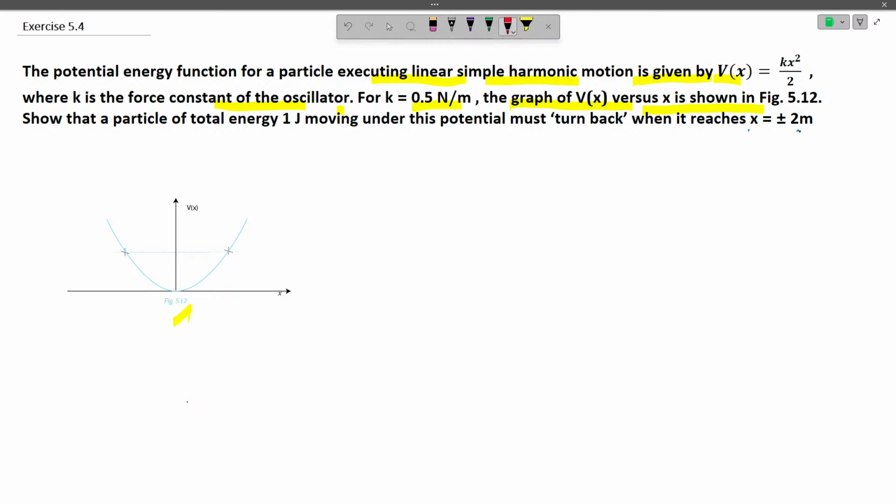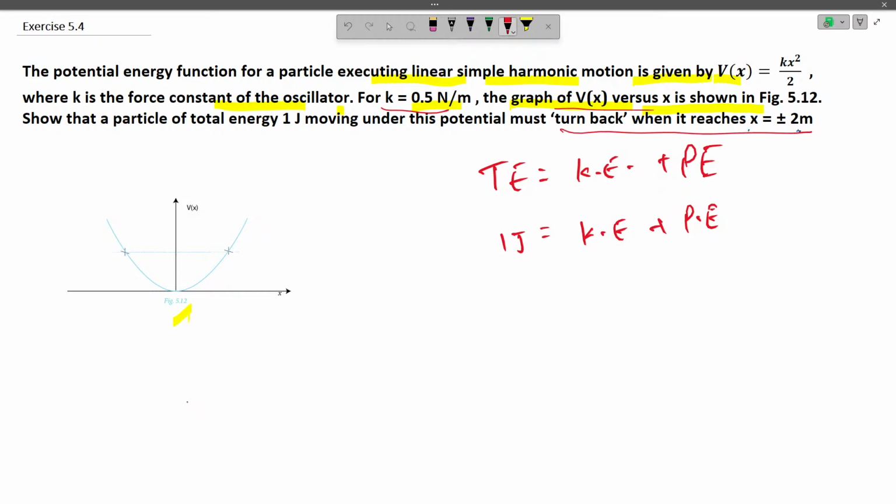So we know that again total energy is equal to kinetic energy plus potential energy. Now the total energy is given, that is 1 joule. It will always be equal to the kinetic energy of the particle at any moment plus the potential energy of the particle. Now we have to show that for k equals 0.5, the particle must turn back when it reaches x equals plus minus 2 meter. Now let us consider the limiting case, that is x equals plus minus 2 meter.